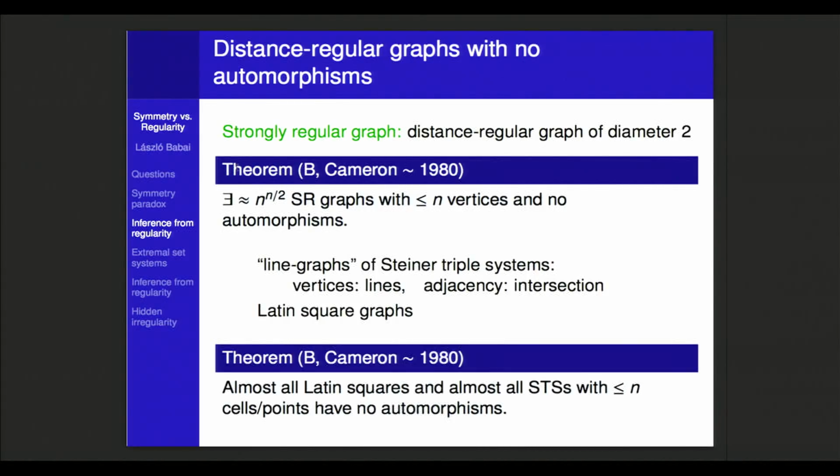In fact, this comes out of Steiner triple systems and Latin squares. I didn't define them, so let me talk about Steiner triple systems. So we look at the line graphs of Steiner triple systems. The vertices of my graph correspond to the lines in the Steiner triple system, and adjacency corresponds to intersection. What we have shown is that almost all Latin squares and almost all Steiner triple systems with at most n points have no automorphisms other than the identity, and this is inherited by the line graphs with just a few exceptions, and so we get large families without automorphisms.